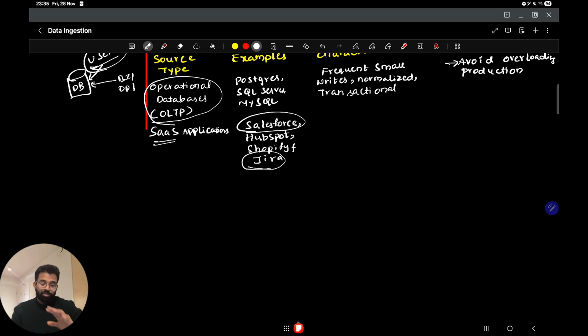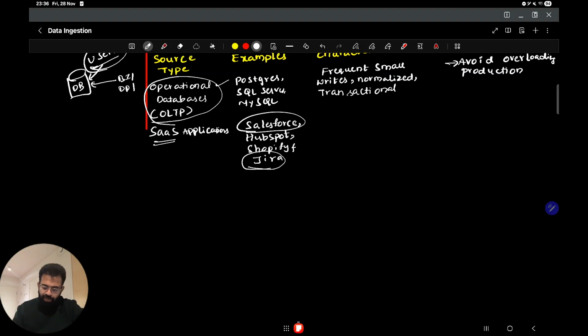And it's totally fine if you have never worked with SaaS applications. I just wanted to talk about examples of common data sources that you'll normally ingest or collect the data from and then put into the data platform. Most often it will be operational databases or relational databases in most companies. But the second most common one is SaaS applications, like Salesforce, HubSpot, Shopify, and Jira.